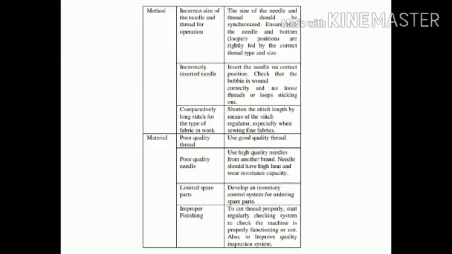Cause: incorrect size of the needle and thread for operation. Solution: the size of the needle and thread should be synchronized. Ensure both the needle and bottom looper positions are rightly fed by the correct thread type and size. Cause: incorrectly inserted needle. Solution: insert the needle in the correct position. Check that the bobbin is wound correctly and no loose threads or loops are sticking out.